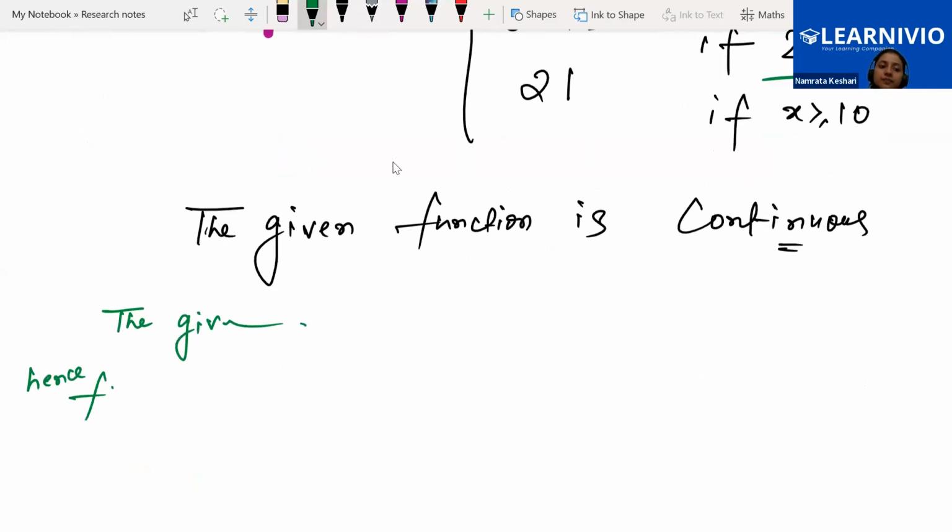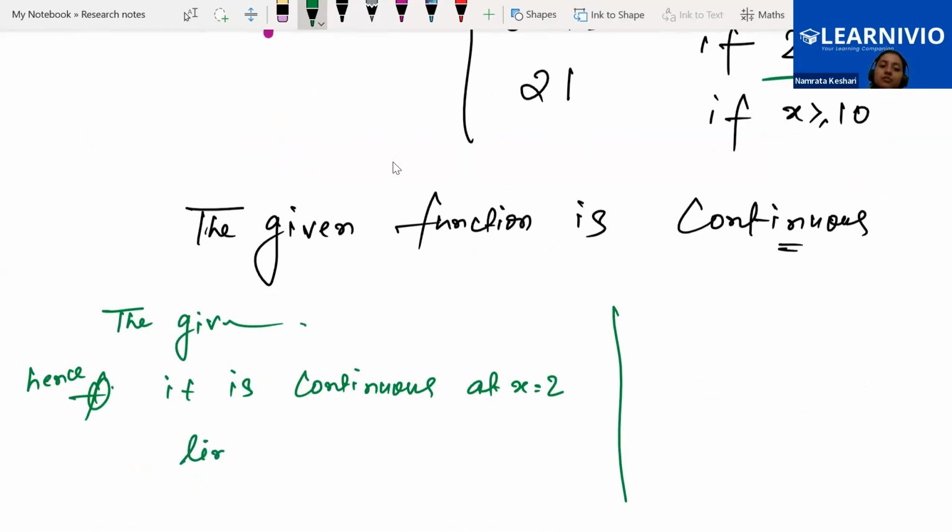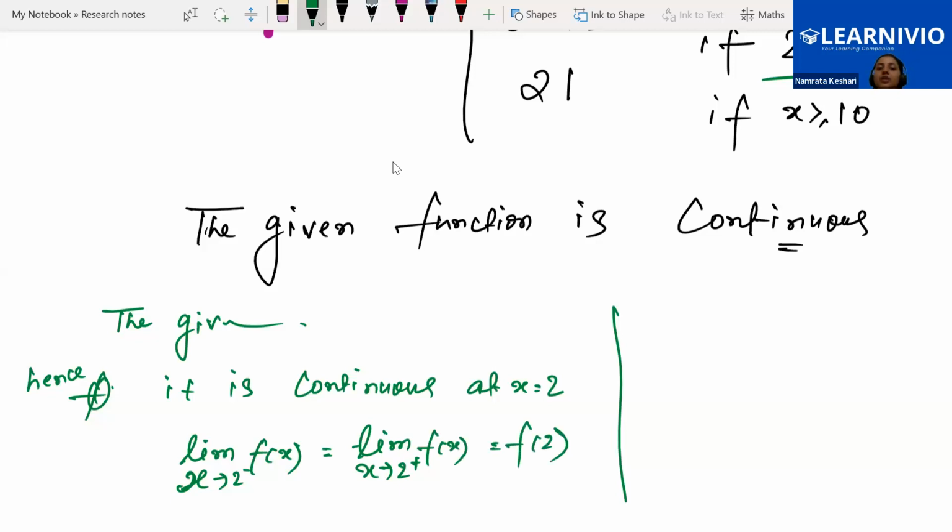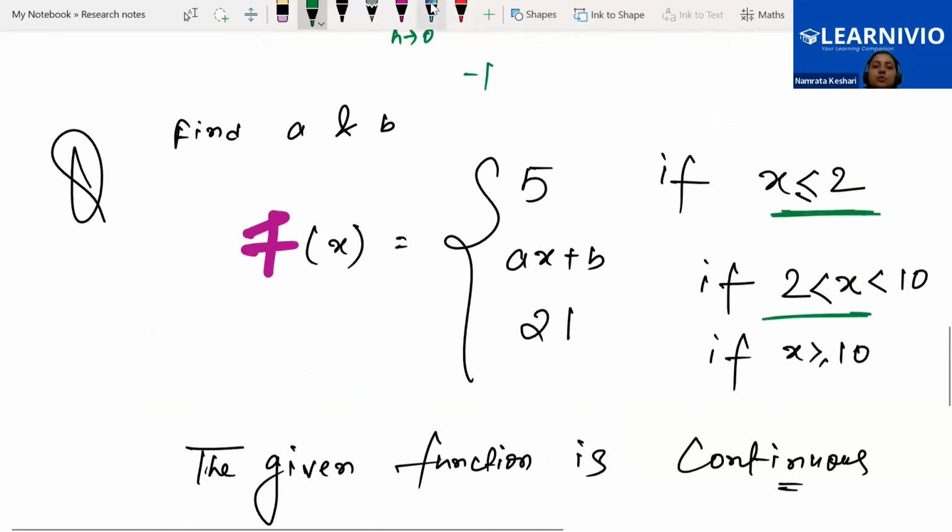Hence, it is continuous at x equals 2. And we will see what exactly we are going to get: left hand limit, right hand limit, and the function's value at 2, right? I am writing it over here. Left hand limit at 2, right hand limit at 2, and the function's value at 2. Quick, here we'll be writing. Step by step you can do it by yourself.